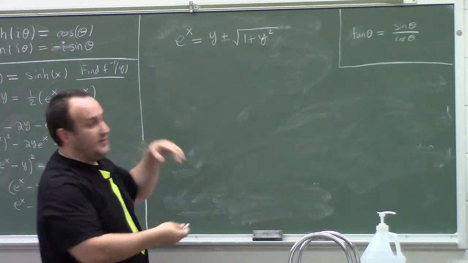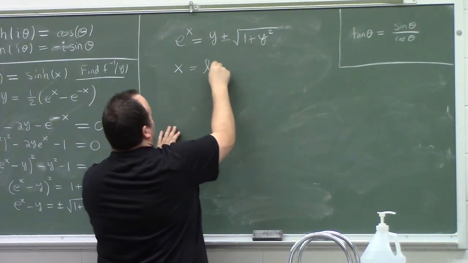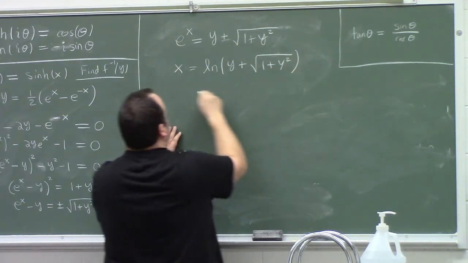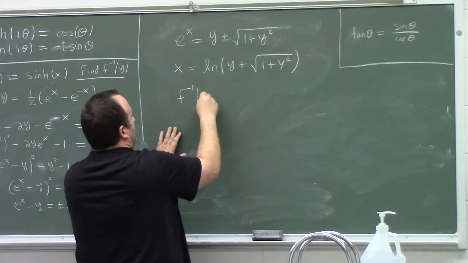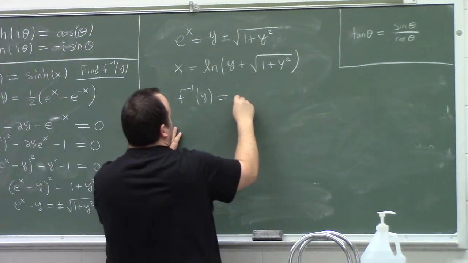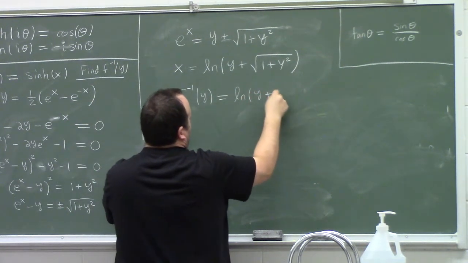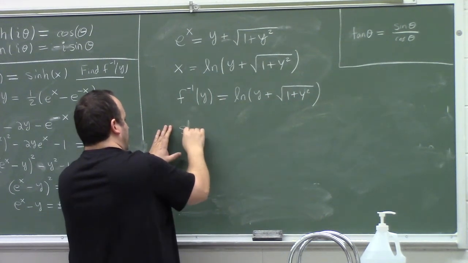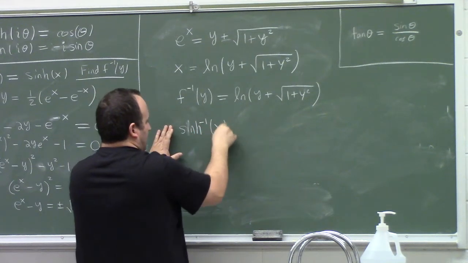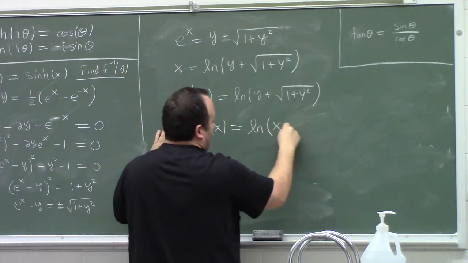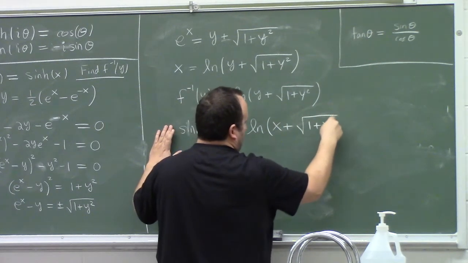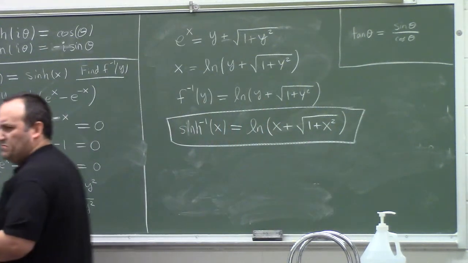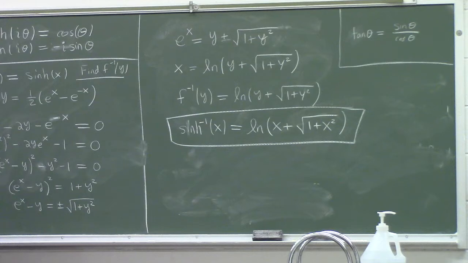And so then take the natural log of both sides. We've got x is equal to the natural log of y plus the square root of 1 plus y squared. There you go. F inverse of y is the natural log of y plus the square root of 1 plus y squared. Or you could write this: inverse hyperbolic sine of x is in fact the natural log of x plus the square root of 1 plus x squared. So that's a really bizarre result when you first see it.